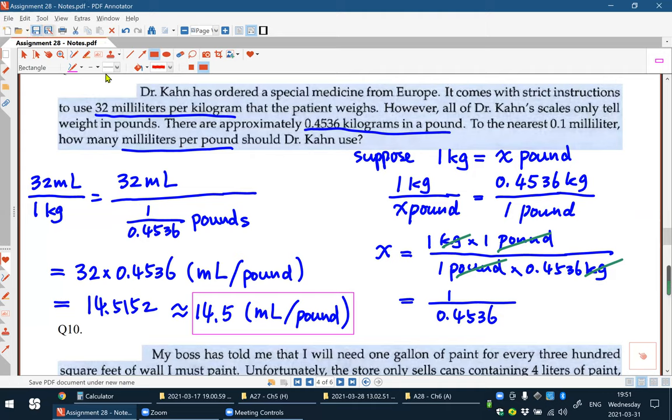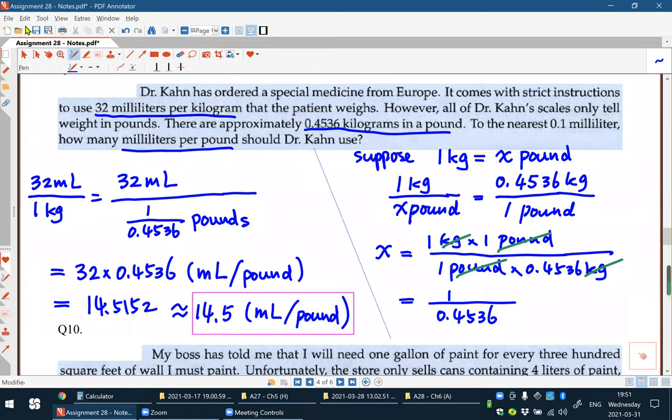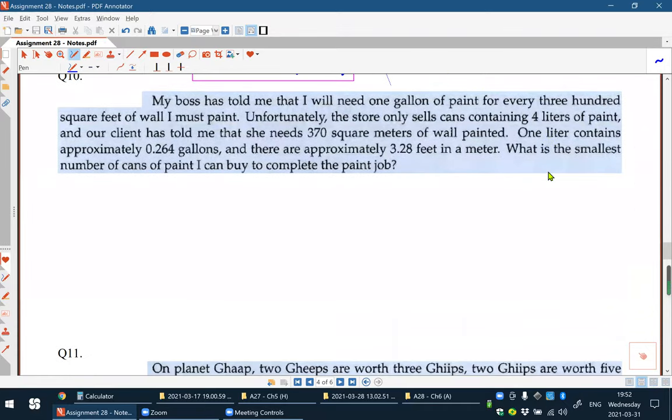Okay, have a look at this. Any questions? As you can see here, unit conversion is very important, right? If you don't know how to convert between different units, sometimes you might kill a patient. So pay attention to this, okay? All right, no questions. Okay, let's see the next one.